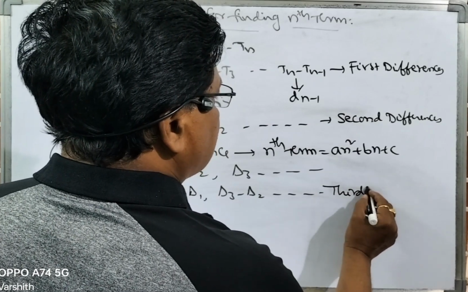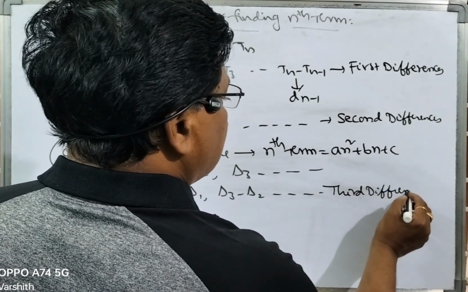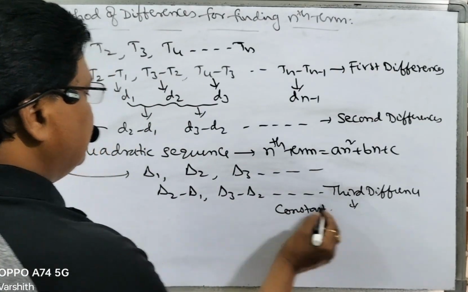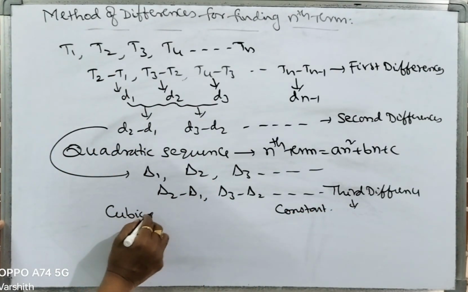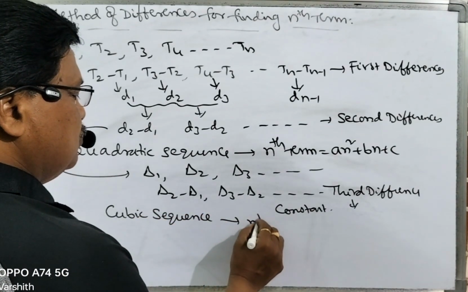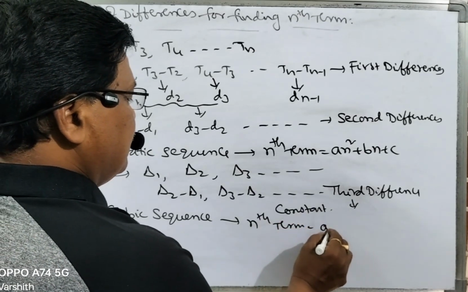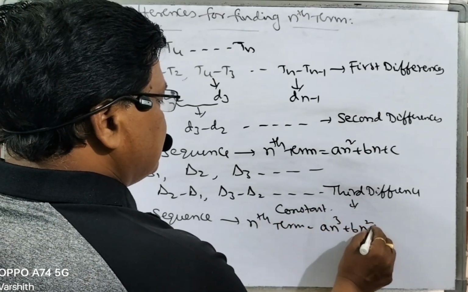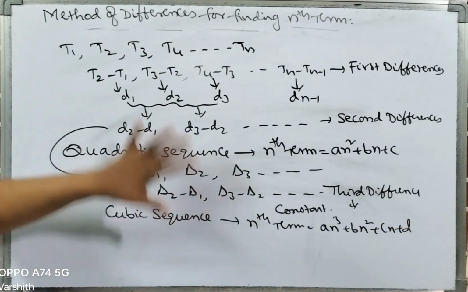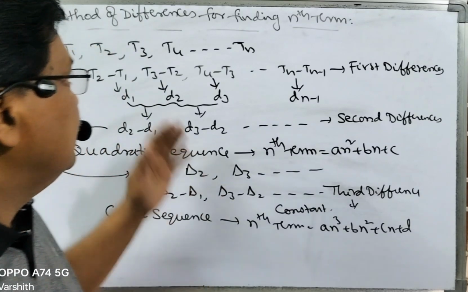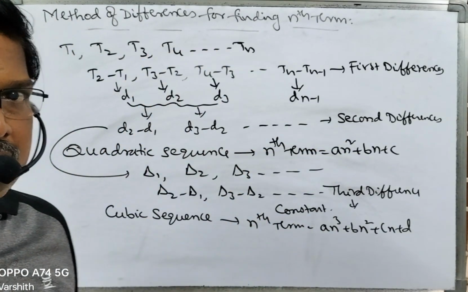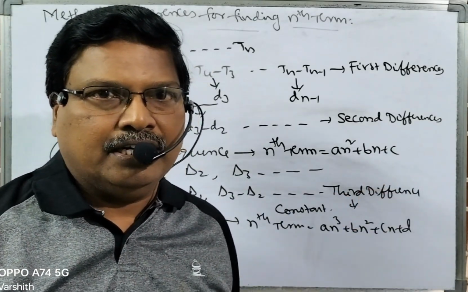So whenever the third differences are constant, that sequence is called a cubic sequence, and for this cubic sequence, the nth term is given by an cube plus bn square plus cn plus d. Like that, we can find the nth term by using the method of differences for a given sequence. So let us take an example and discuss how to find it.